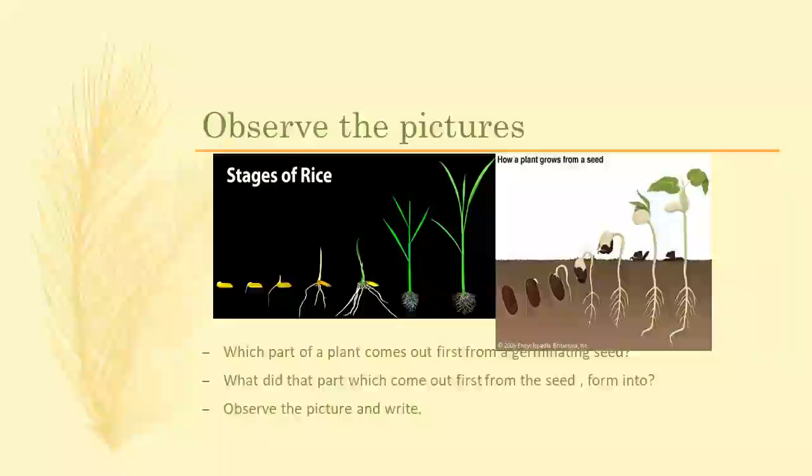Observe the pictures. Stages of rise: how a plant grows from a seed. Now let's answer the questions given below. Which part of a plant comes out first from a germinating seed? What did that part which came out first from the seed form into? Observe the picture and write.